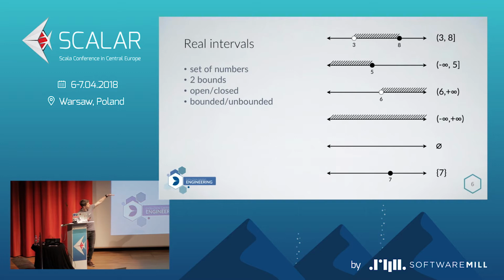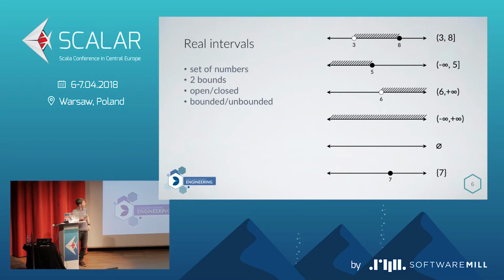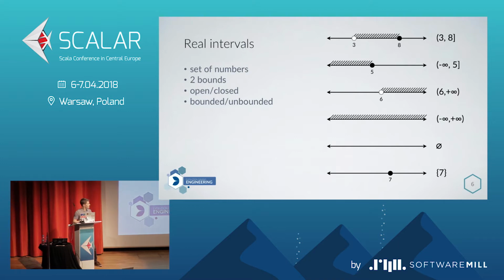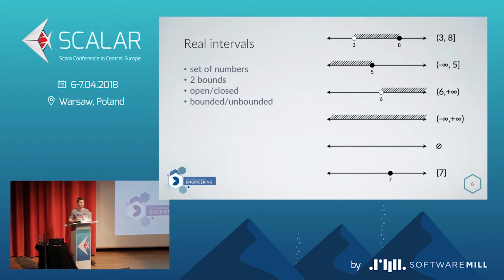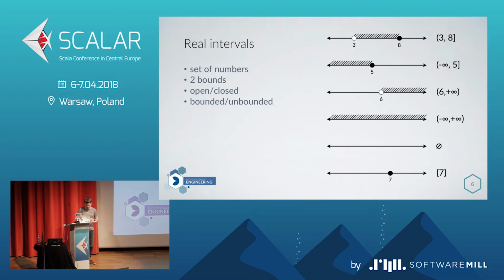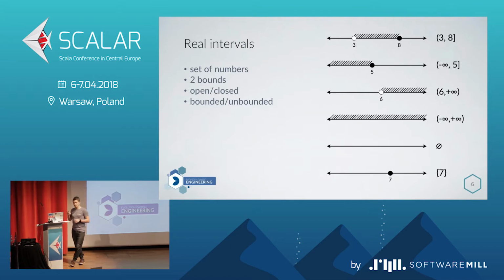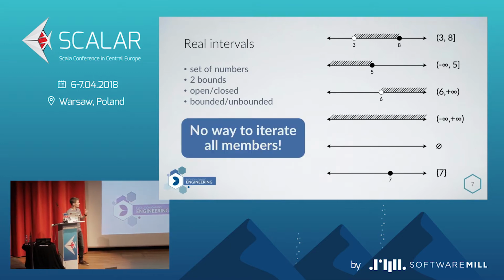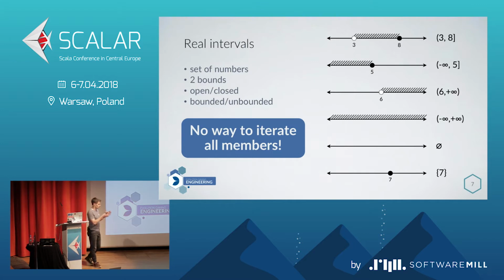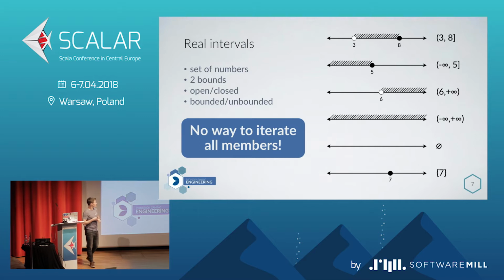This is the 4th interval from the top. The next one is the empty interval, which is like the empty set. And there are also degenerate intervals, which contain only 1 value. So real intervals, basically all intervals, have one important property, which is you can't iterate all the members. Even the smallest non-degenerate interval has an infinite number of elements, which is kind of interesting.